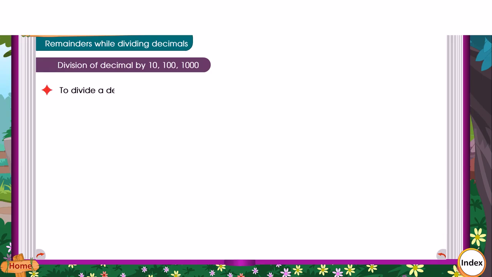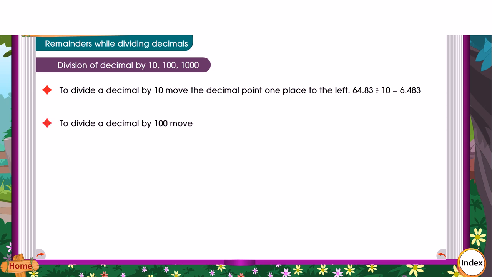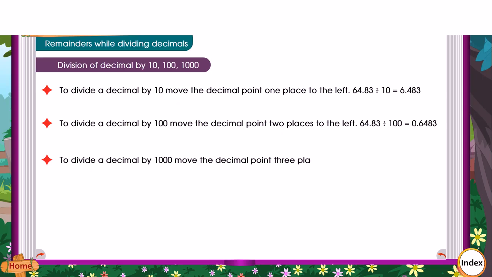To divide a decimal by 10, move the decimal point one place to the left. 64.83 divided by 10 is equal to 6.483. To divide a decimal by 100, move the decimal point two places to the left. 64.83 divided by 100 is equal to 0.6483. To divide a decimal by 1000, move the decimal point three places to the left. 64.83 divided by 1000 is equal to 0.06483.